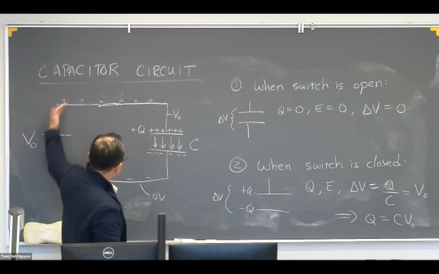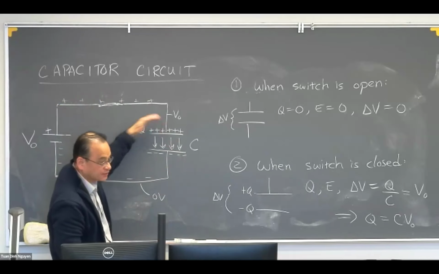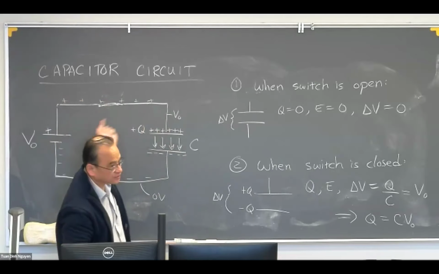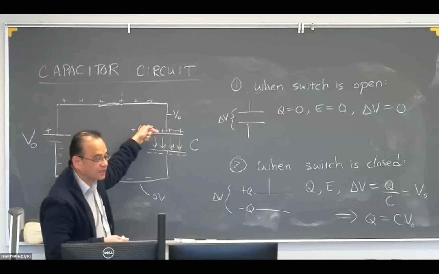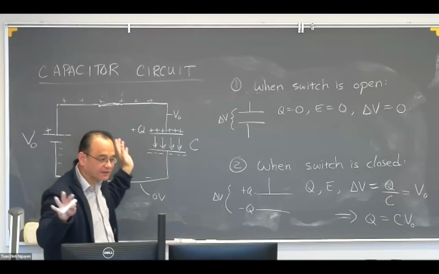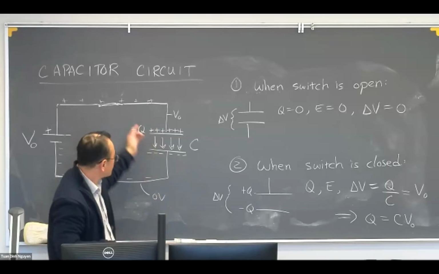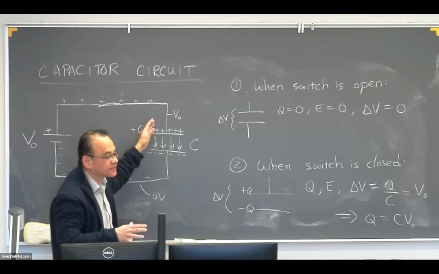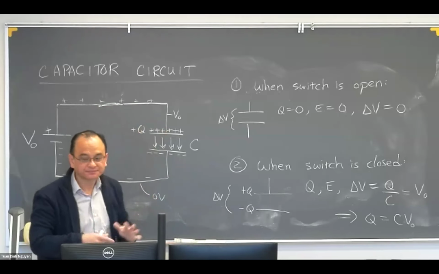No current ever went through this circuit. Okay. Current actually moved to here, but then it stopped. So there was current in the beginning, when you switched it. It had to go this way, but we don't care. We wait until everything settles down. We haven't talked about current yet, so I'm getting a little bit ahead of myself. So we're waiting until everything settles down and then asking what's the final charge.